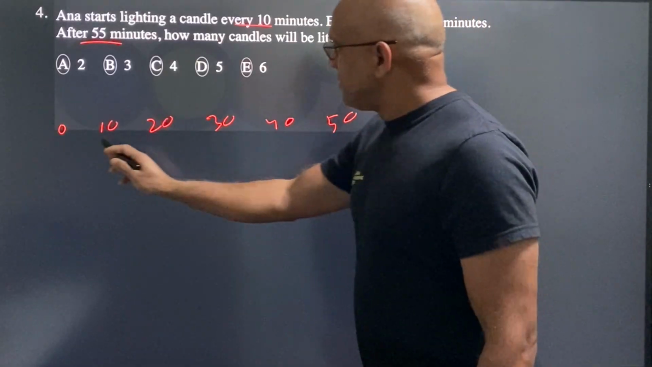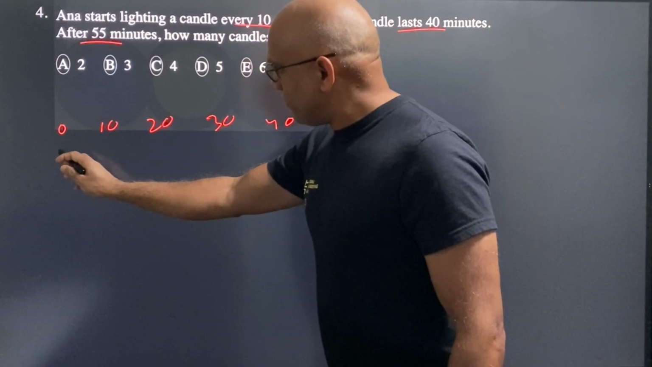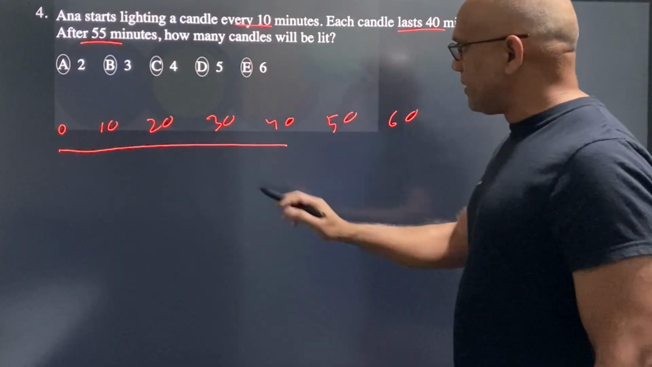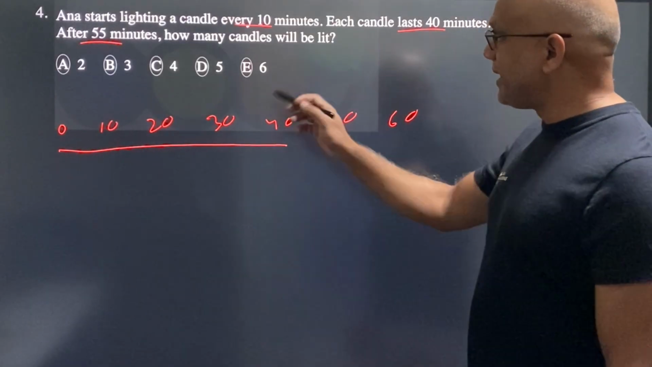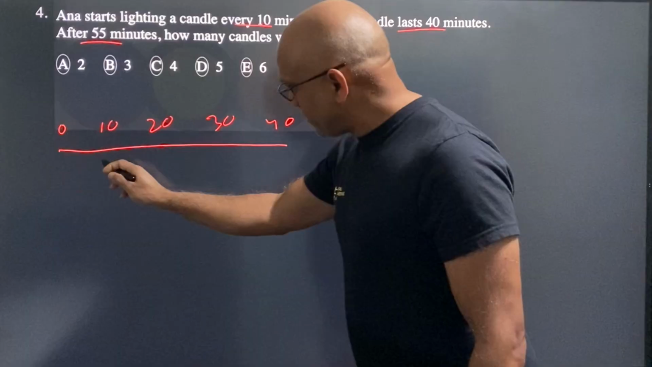So at 0, I will light a candle and it goes until 40 minutes. 0 plus 40 is 40. And then every 10 minutes I light another. So at 10 minutes I light one.